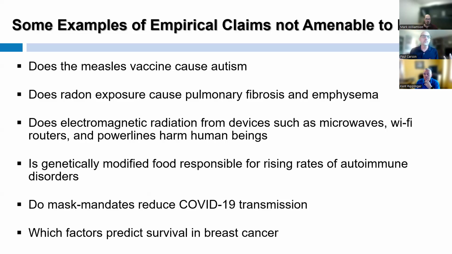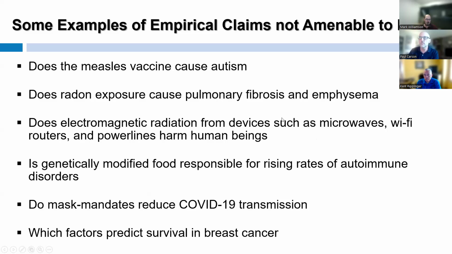No IRB is going to approve a trial where we randomize a bunch of children to get a measles vaccine and another large equal group to not get a measles vaccine. It would not be ethically sound to potentially expose a large group of children to potential measles. Does radon exposure cause pulmonary fibrosis and emphysema? Similarly, we can't randomize people to potentially harmful things, right? So when it comes to harms related type research, we have to rely on observational studies.